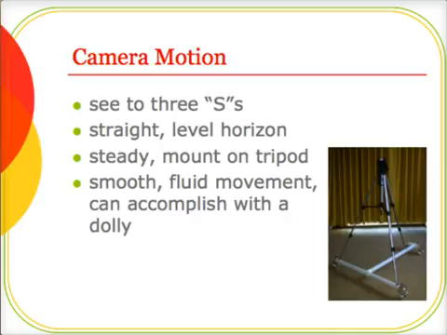Regarding camera motion, it's important to see the 3 S's. That is keeping your camera straight, a level horizon, and keeping it steady. The way to do that is to mount it on a tripod. And if you're going to be moving the camera, say panning side to side, or some of these terms we just mentioned like dolly, then you can accomplish that movement with a dolly, which is shown in the picture at the bottom. It looks like they've just rigged up some PVC and put wheels on the bottom of the PVC pipes, which allows the camera to move really smoothly on that tripod.